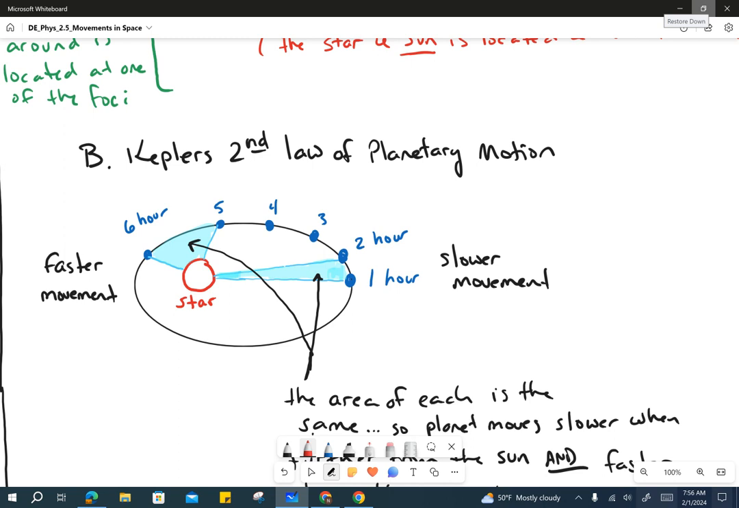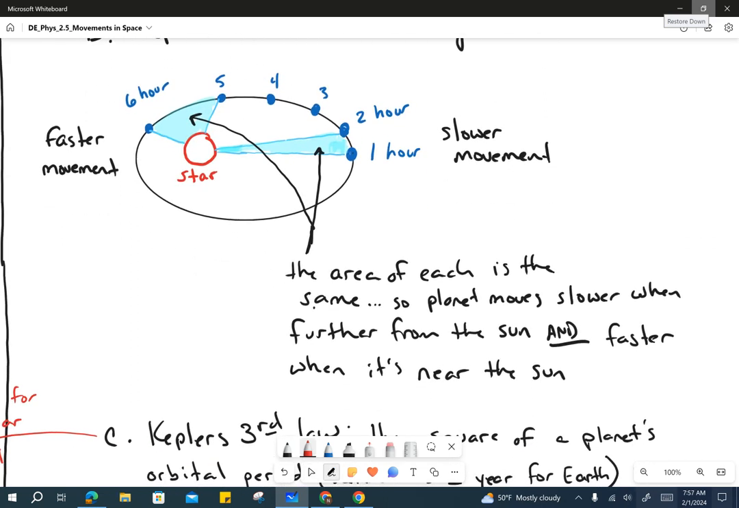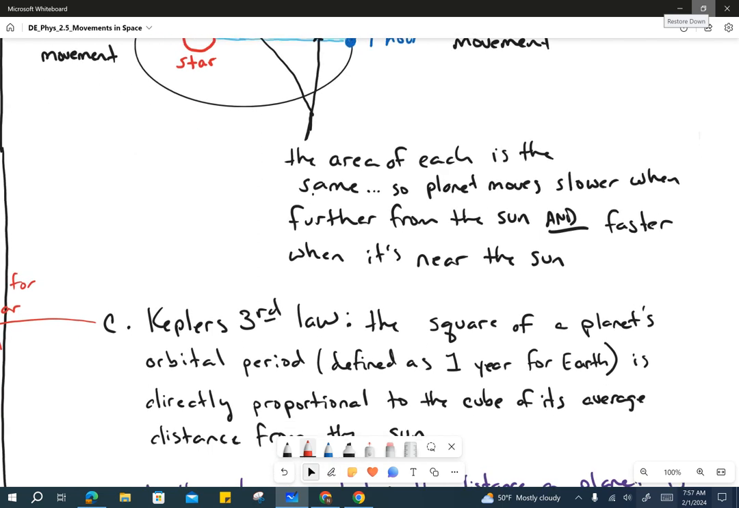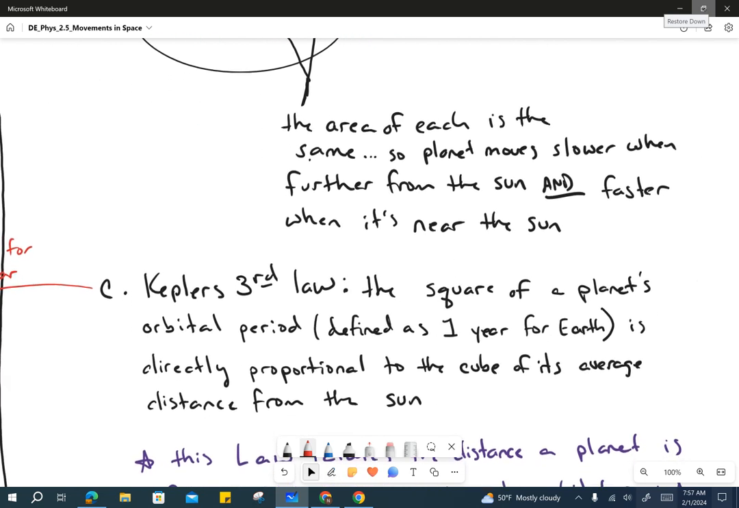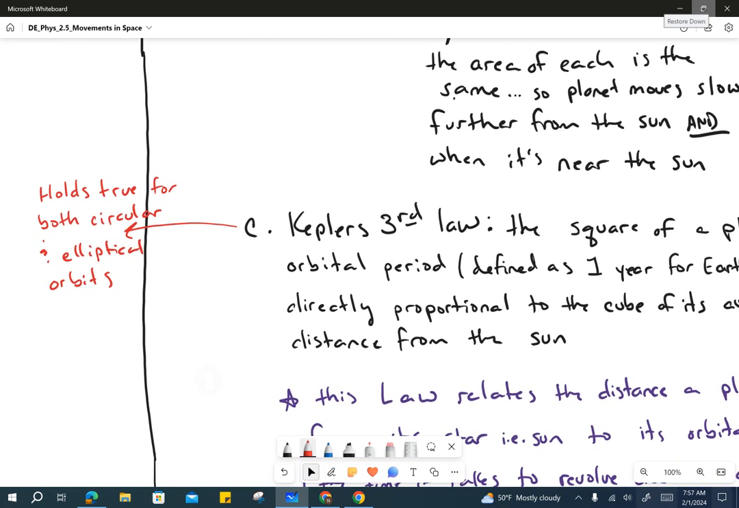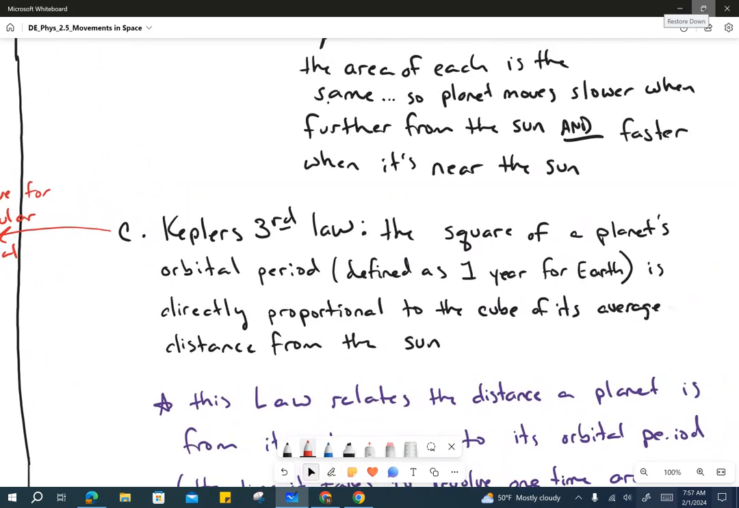No matter where it is traveling, it's going to cover the same amount of area in the same amount of time, but it must slow down or speed up in order to achieve this. And then you have Kepler's third law. This holds true for both circular and elliptical orbits. Just a little side note, FYI.